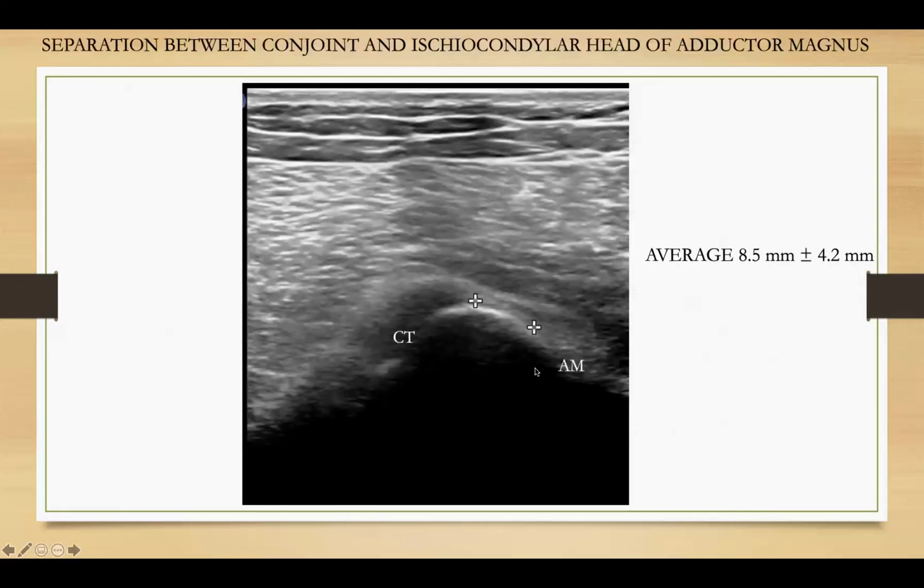Recall that the ischiocondylar head of the adductor magnus arises off a relatively medial location of the ischium. So for reference, top is superficial, left is lateral, right is medial. This is the contour of the ischial tuberosity here. Here is the conjoint tendon. I made it relatively anisotropic to make it easier to see. And then there's a relative bare area here between the conjoint tendon and the ischiocondylar head of the adductor magnus. On average, these are about 8.5 millimeters apart.